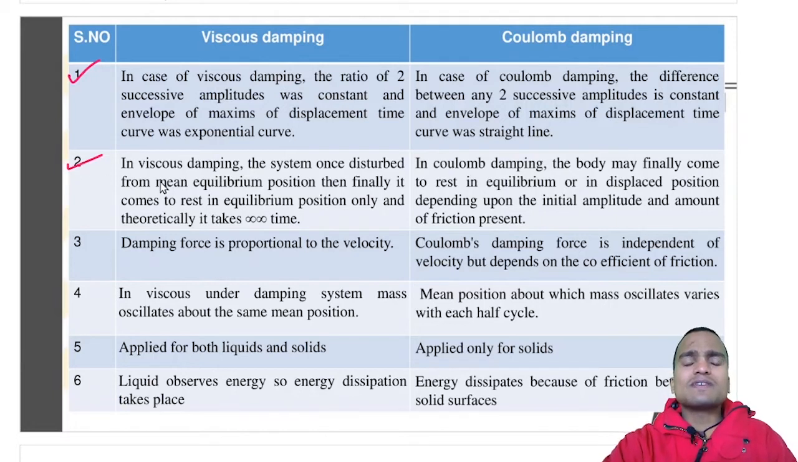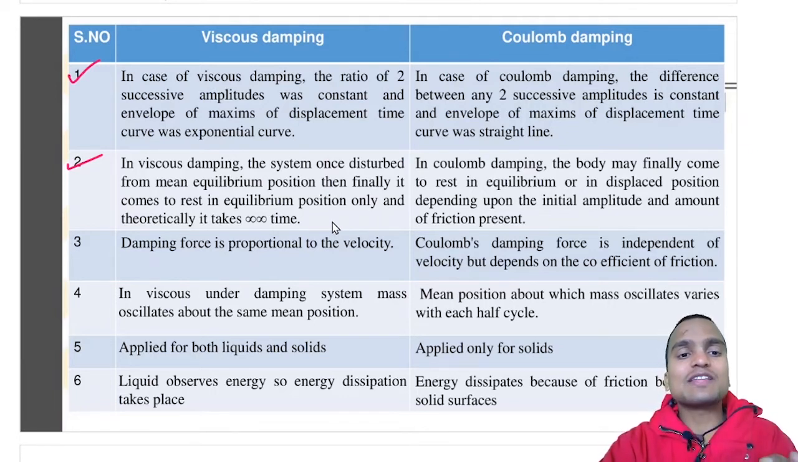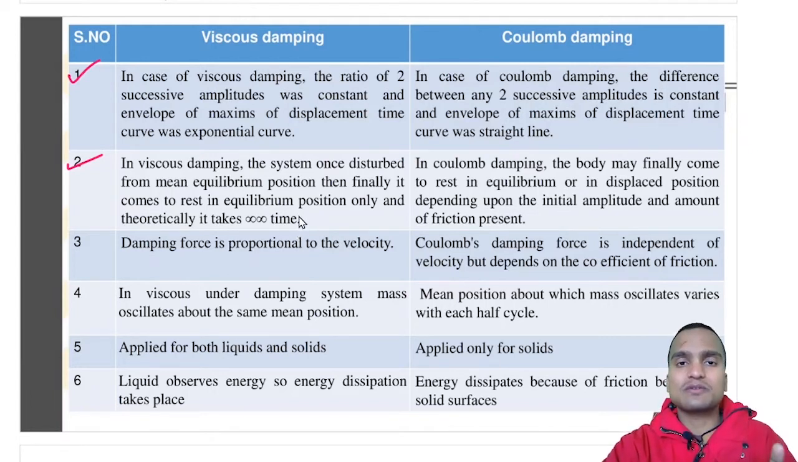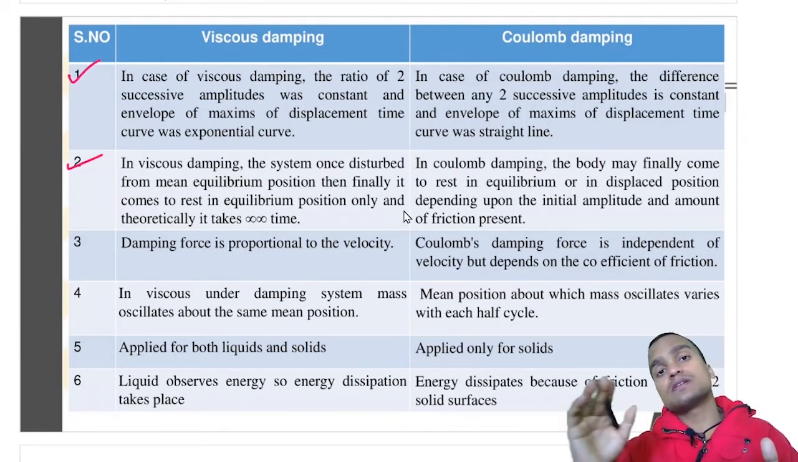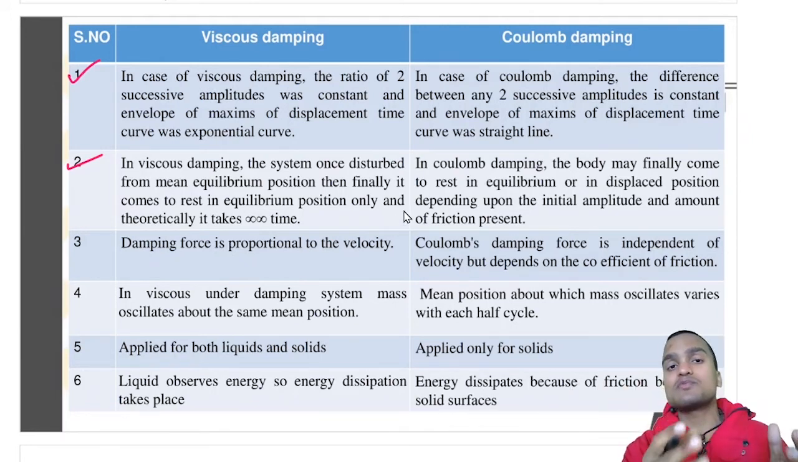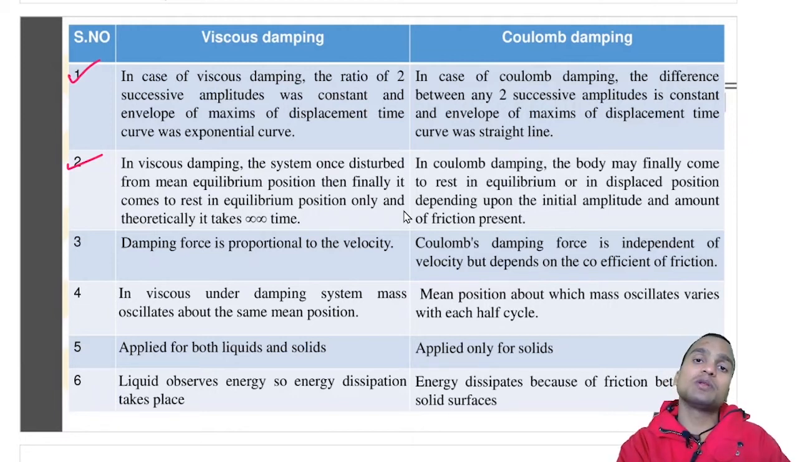Next difference is, in viscous damping the system once disturbed from the mean equilibrium position finally comes to rest in the equilibrium position only, and theoretically it takes infinite time. Whereas in Coulomb damping the body may finally come to rest in the equilibrium or in a displaced position depending upon the initial amplitude and the amount of friction present. Friction is constant there, and the body may come to rest at any position. There is no guarantee that the body will ultimately come to the mean position.